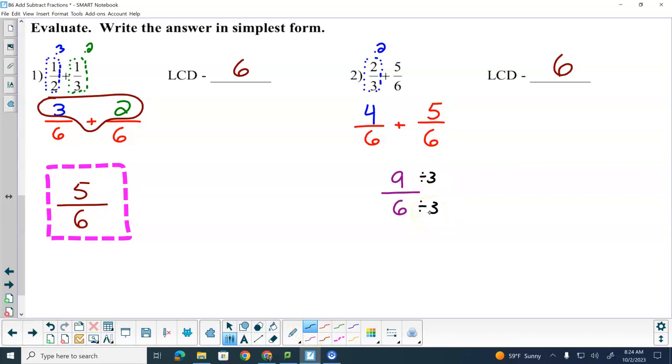9 divided by 3 is 3. 6 divided by 3 is 2. Do I like 3/2 more? Yes, I love 3/2 more. Now let's go here. Is my top still bigger than my bottom? Yes. So what is my alternative in reduced form, my alternative mixed number? 1 and 1/2.